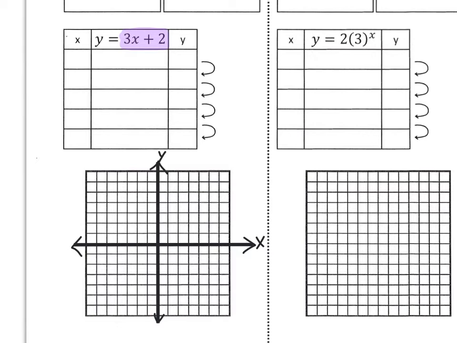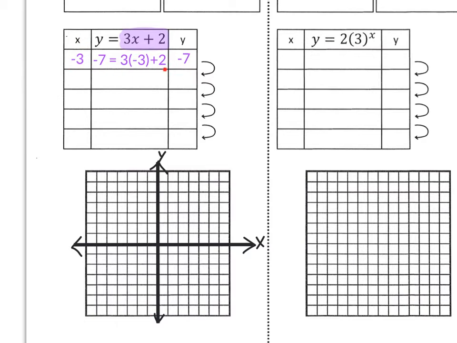Pause the video if you need more time. So the smallest x value that I can plug in here is negative 3. So for the x, I'm going to put negative 3. In the table, we're going to show how the negative 3 is the x and the negative 7 is the y. Those are the end things that I put here. The x is negative 3 and the y is negative 7.